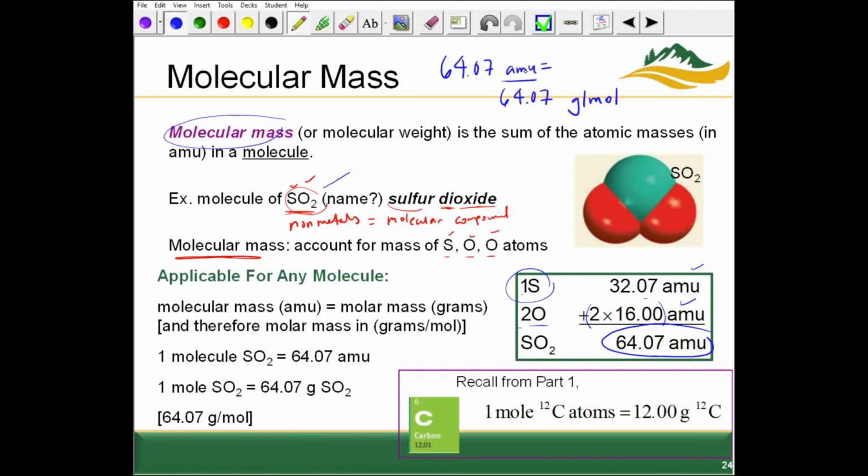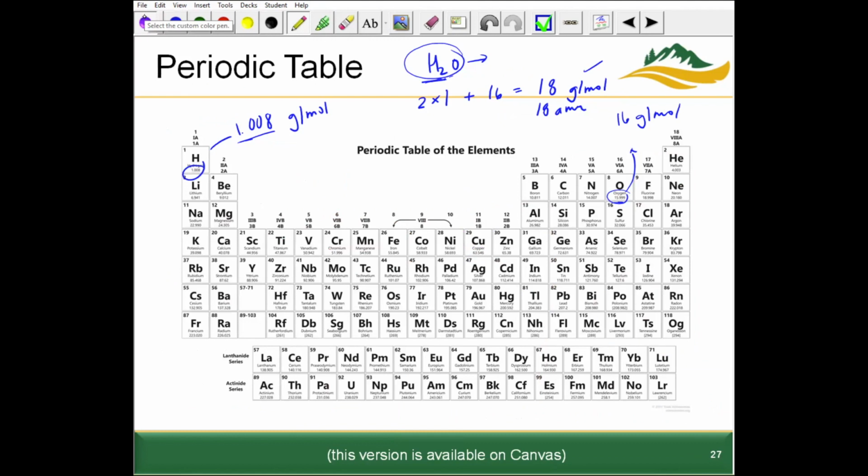64.07 AMU is the same thing as 64.07 grams per mole. So 64.07 grams of sulfur dioxide is 1 mole of sulfur dioxide. So here's where we get this grams per mole. We can do this for any molecule that's composed of any combination of atoms. For water, H2O, we know 16 is the mass of oxygen, hydrogen is 1.